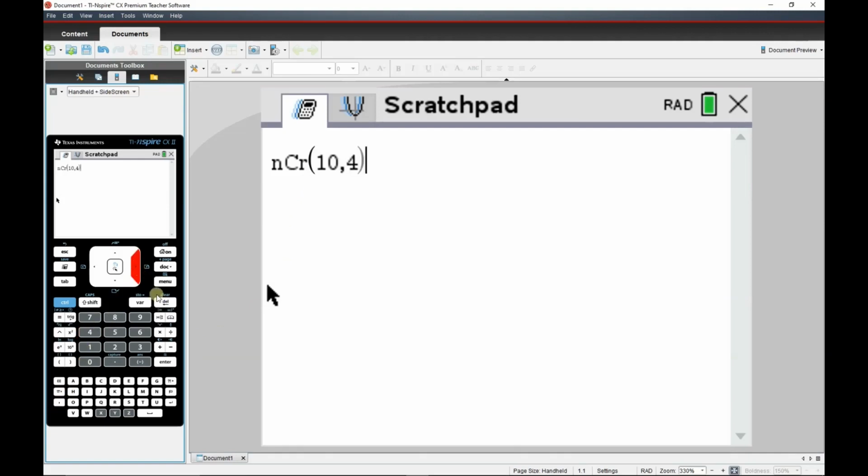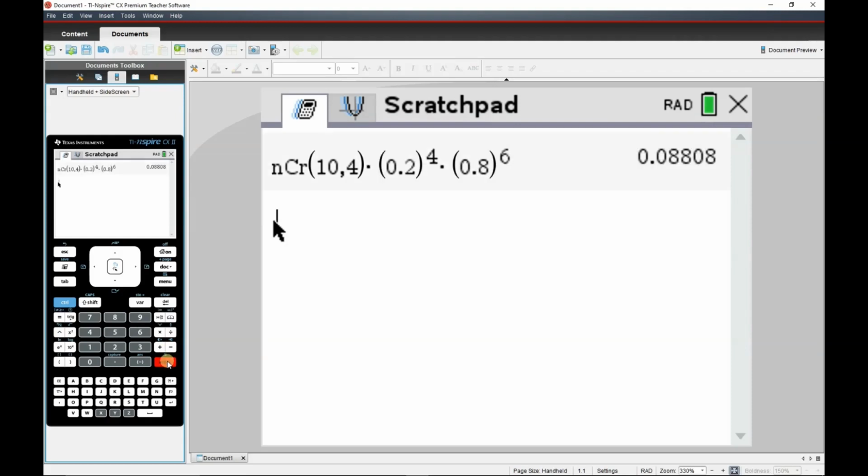Then let's get out of here. And that's going to be times the probability of success, and that'll be raised to the k power, that'll be 4. Get off of the exponent, so right arrow off, and then that'll be times the probability of failure, 0.8, and that'll be raised to the n minus k power, which would be 10 minus 4, or 6. All right, and that's everything. It should give us the right answer, and boom, right answer.